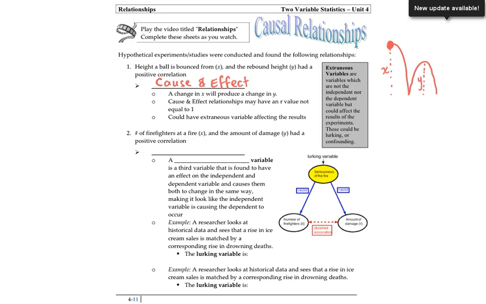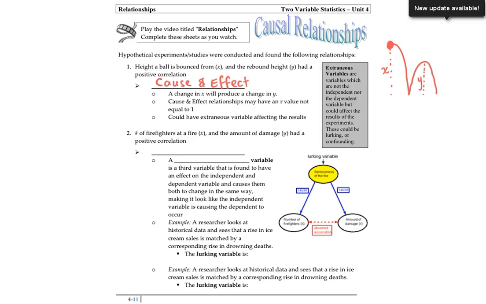Now, with cause and effect relationships, it doesn't mean that the R value is going to be exactly 1. It should be close, but it may or may not, because there could be things called extraneous variables that are affecting the results. Extraneous variables are variables which are not the independent nor the dependent. So they're not the X, they're not the Y, but they could affect the results of the experiment.